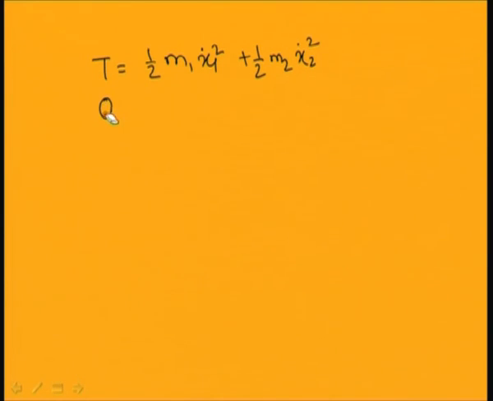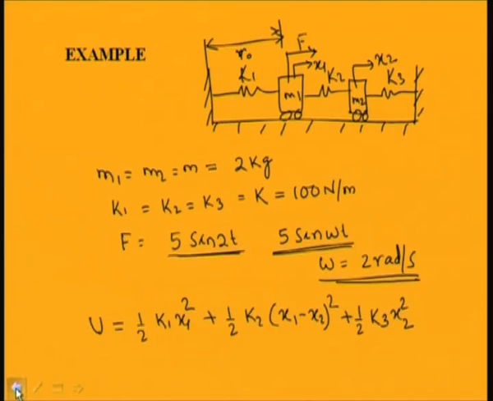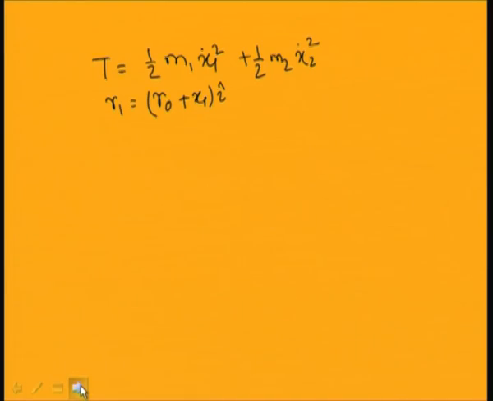So, r1 vector I can write equal to r0 plus x1 i, taking the horizontal direction as i. Similarly, let the equilibrium position from this to this, let me put this distance equal to a. Then this becomes the displacement of mass 2. So, this r2 will become r0 plus a plus x2 i.